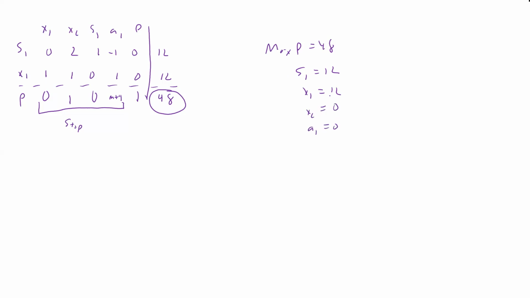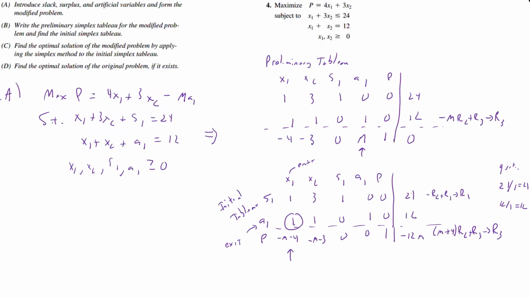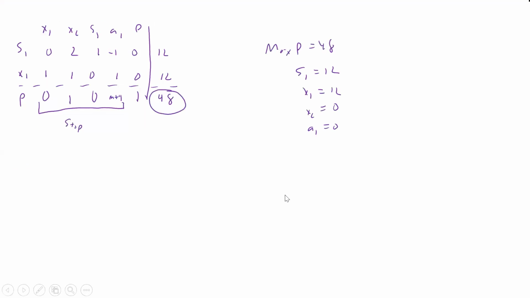Okay, so our optimal solution, which is our last part of the problem, I think, which is D. We didn't label all these, so this is kind of our B, the preliminary, and this is still part of the preliminary. And then this is kind of the C on the last page, and this is going to be our D. So max P is equal to 48 when S1 is 12, X1 is 12, and those two are 0. So that's our solution. Really, what we're looking for is X1 equal to 12 and X2 equal to 0.